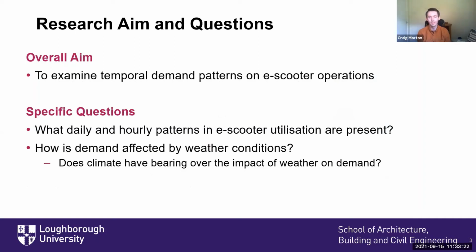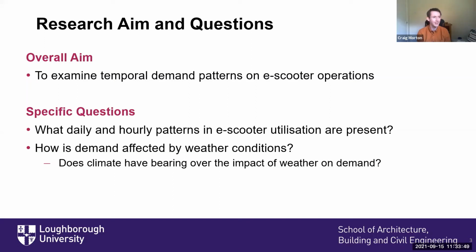So the overall aim of the project was to examine the temporal demand patterns for e-scooters. So look at the patterning of demand across time and just see if there's anything interesting in there. And I wanted to ask some follow-up questions for that aim. The first one is, what are the daily and hourly patterns? So looking at them, trying to detect any interesting components, such as seasonality, for instance, if that is easily visible.